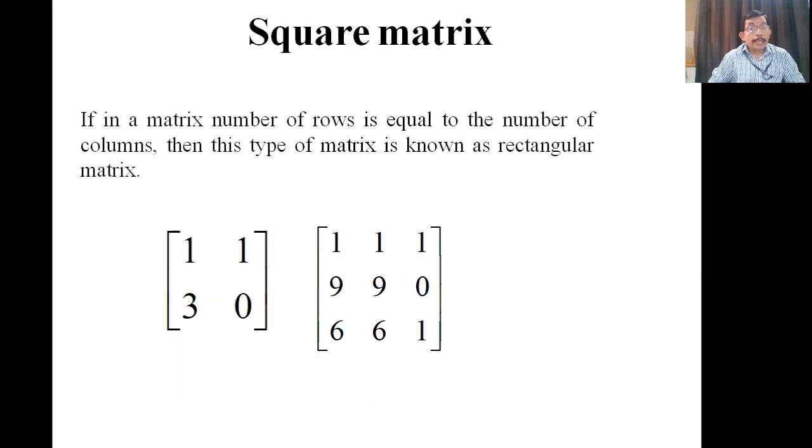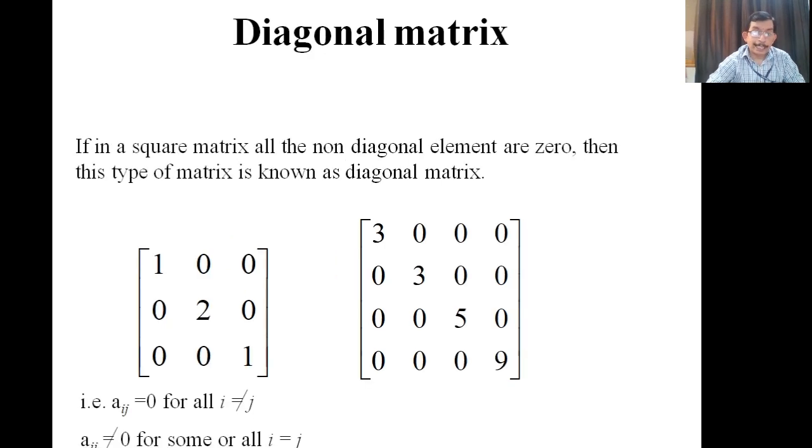Square matrix. The name is clear. The number of rows is equal to the number of columns. Length equal to breadth. What is the meaning of square? Length is equal to breadth. In the matrix, the number of rows is equal to the number of columns. In the first example, how many rows? 2 rows. How many columns? 2 columns. A perfect example of a 2 by 2, that is, a square matrix. In the second example, the number of rows is 3 and the number of columns is 3. It is also an example of a square matrix. Everyone is clear. Now we come to the next slide.